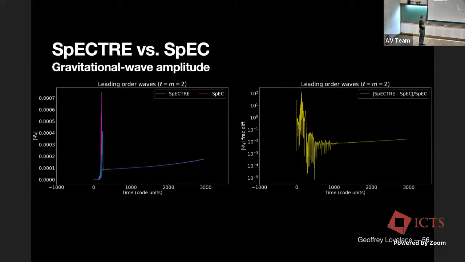Now, at the beginning, when there's all this high frequency junk, numerical relativity simulations normally don't resolve things very well. So it's not surprising that there's no good agreement here between Spec and Spectre. Their junk radiation is different, but that's also not of physical interest.